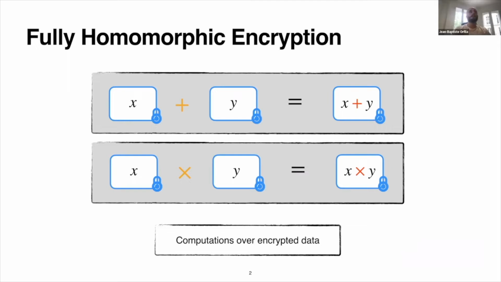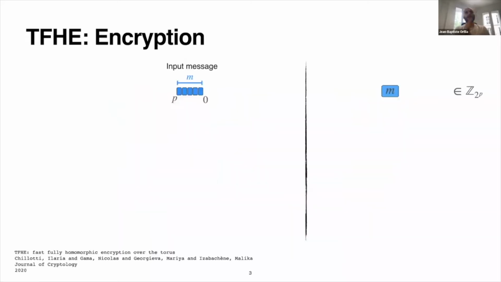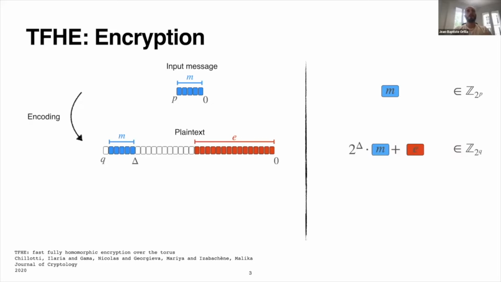So in our case, we are particularly interested in the TFHE scheme. The TFHE scheme is a fully-homomorphic encryption scheme. And so the idea will be to take small messages, in this case messages over p bits. And this will be our input message. So the first step will be to encode these messages into a machine word size. So meaning that here we represent a Q, which is equal to 2 to the power of 32. This means that we are computing over 32-bit integers.